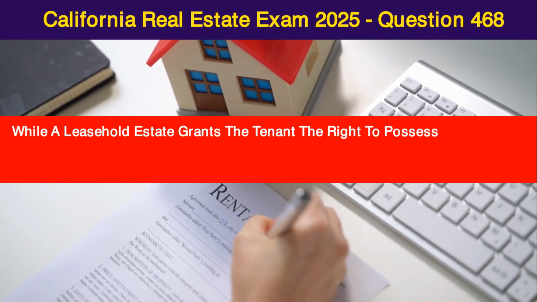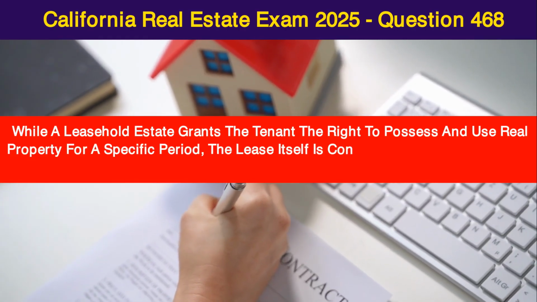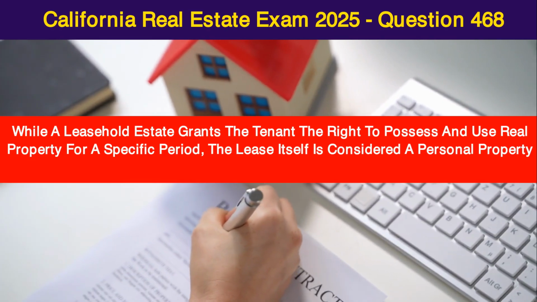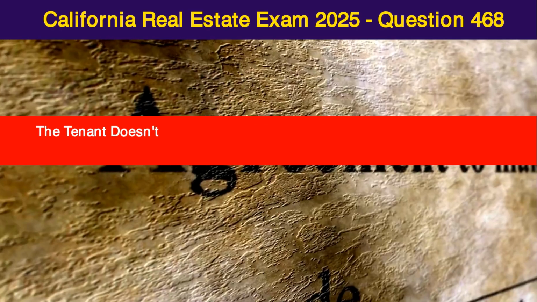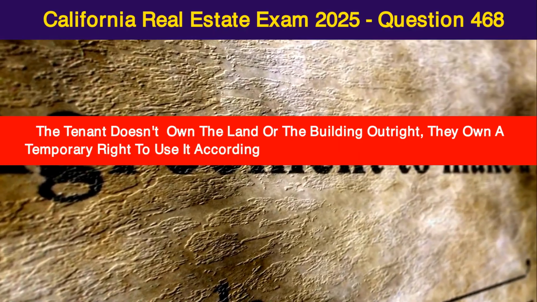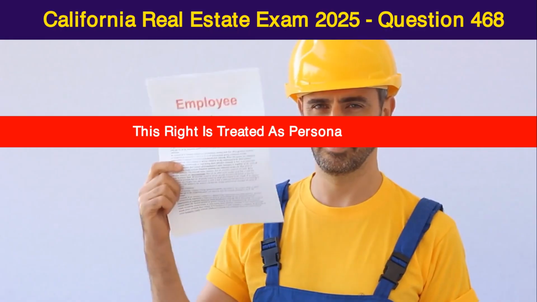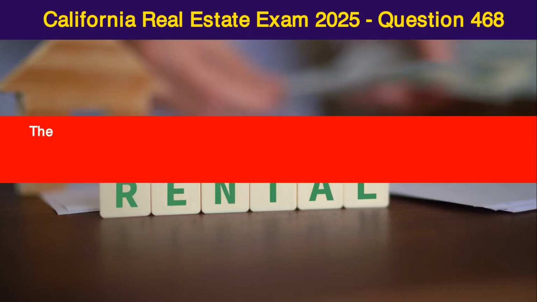While a leasehold estate grants the tenant the right to possess and use real property for a specific period, the lease itself is considered a personal property right. The tenant doesn't own the land or the building outright, they own a temporary right to use it according to the terms of the lease agreement. This right is treated as personal property.